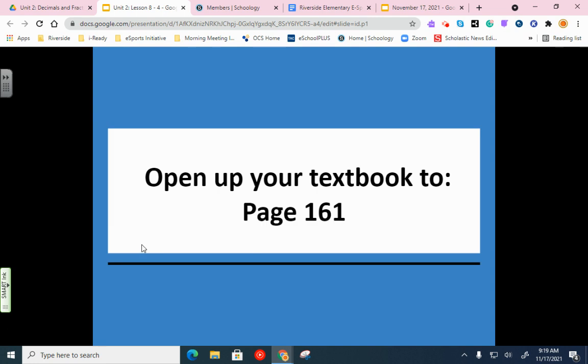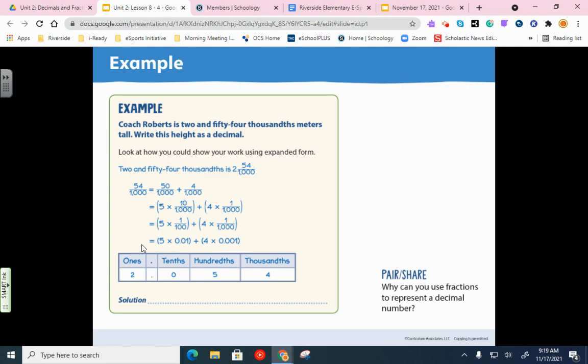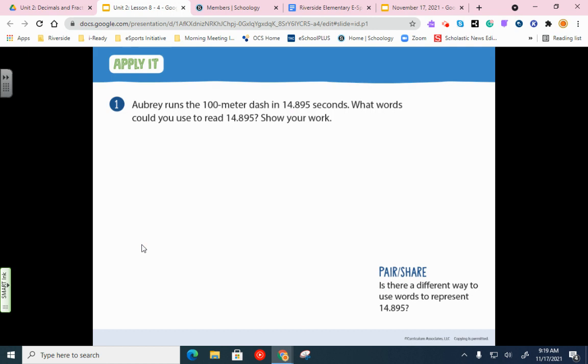Open up to page 161. This first example we've already done, so it's already solved for us. So we're going to move right on to number 1 here. It says Aubrey runs a 100-meter dash in 14.895 seconds. What words could you use to read this number?